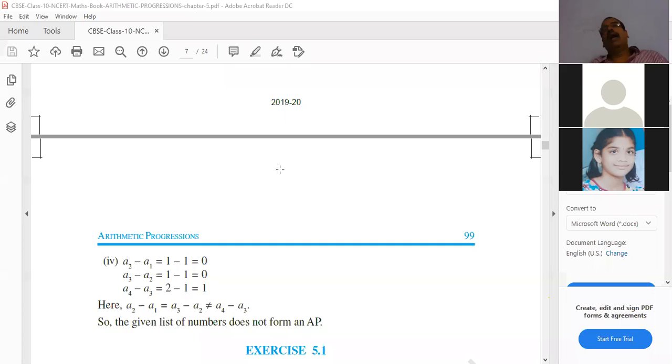Understand up to here? Then I told the first formula, the nth term of an AP: A_n is equal to a plus (n minus 1) d. Here a means the first term, that is A_1, and d means the common difference, A_2 minus A_1. And n means the number of terms in the series. How many terms are there, that represents the series. Is it okay?